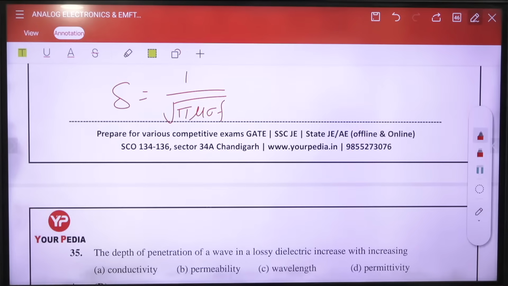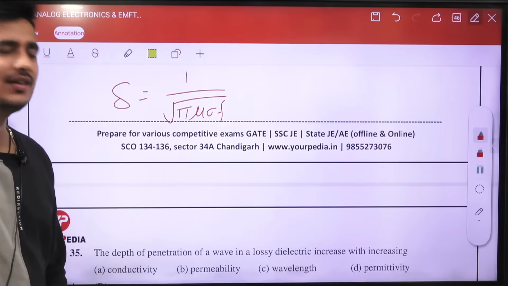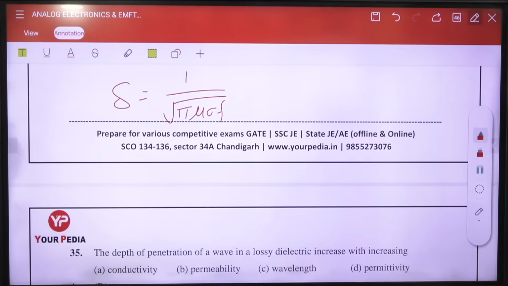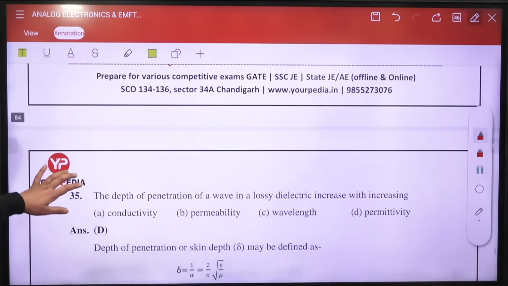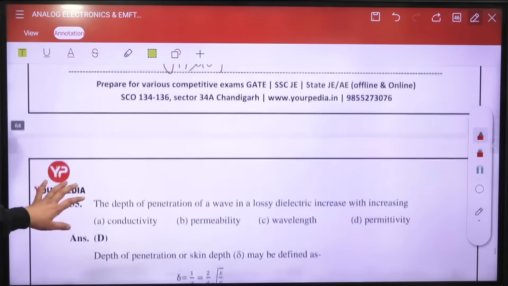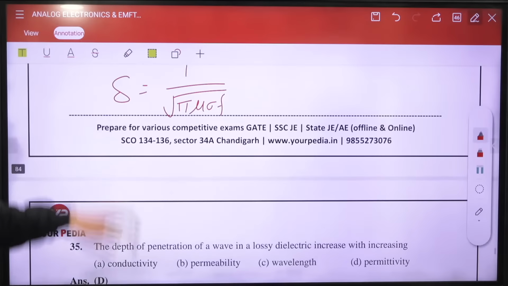C. Wavelength. If you increase the wavelength, then your frequency will decrease, and with frequency decreasing, the skin depth will increase. Okay. Basically, in this question, what is happening here?